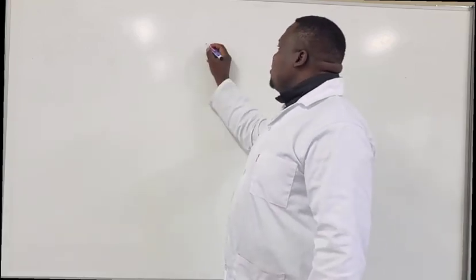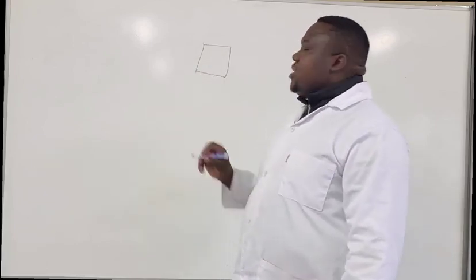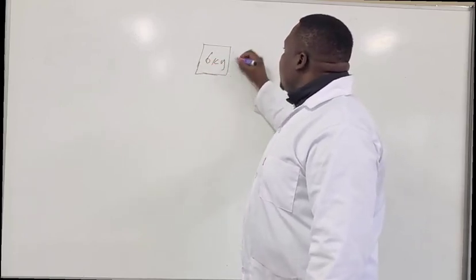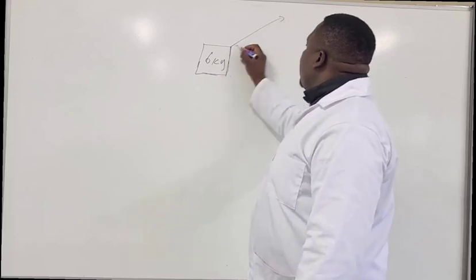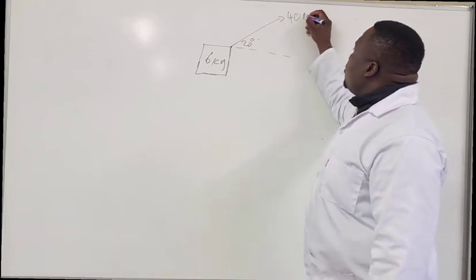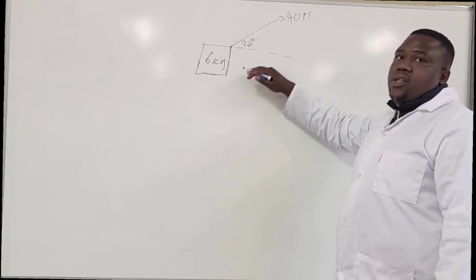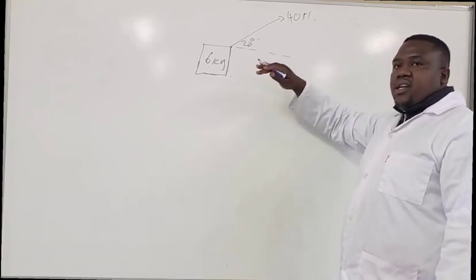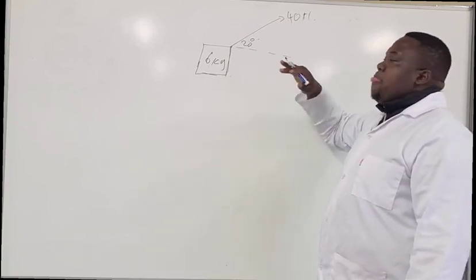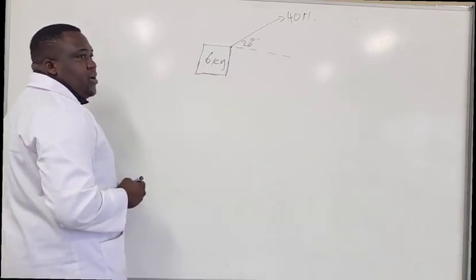So look at this one. It's the same scenario as before, not changing the scenario. I want us to calculate the normal force. Here is the force, and this force is acting at 20 degrees, and that is 40 Newton. I want us to calculate the normal force for this scenario. How do we calculate the normal force for this scenario?